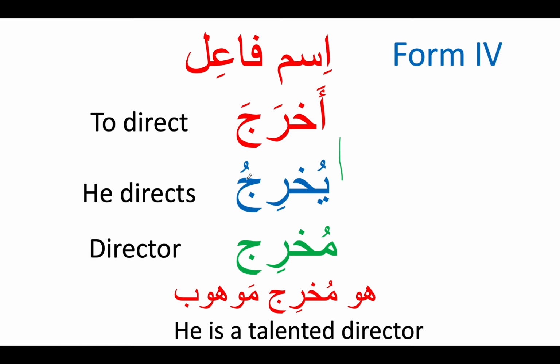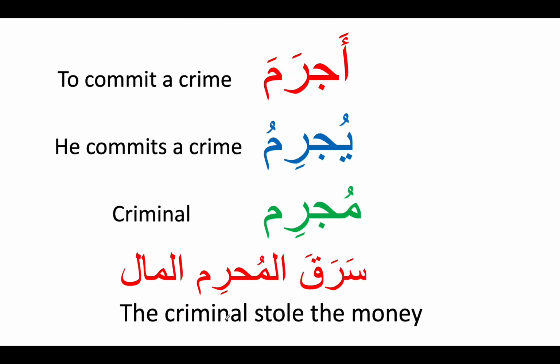يخرج. Now from here, forming the ism fa'il is very straightforward. All we need to do is replace our ya here with a meme and get rid of the dhamma. And then we have يخرج becomes مخرج, which means the director. So very straightforward. Just take the ya from the present tense, replace it with a meme, keep that dhamma on top of here, and then get rid of the final dhamma from the verb. And يخرج becomes مخرج. So like the one that directs, which is the director. هو مخرج موهوب. He is a talented director.